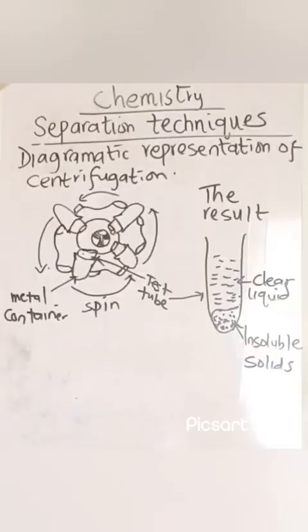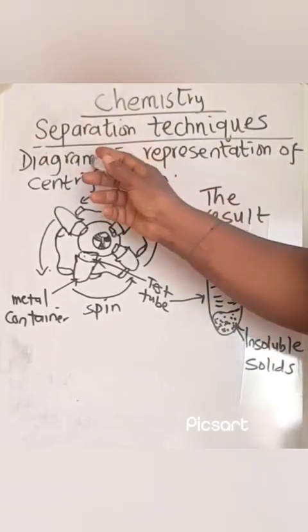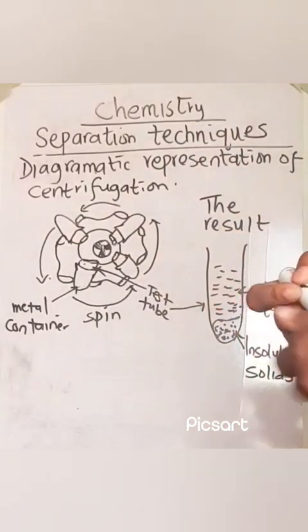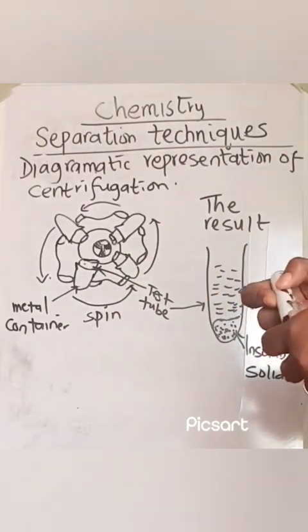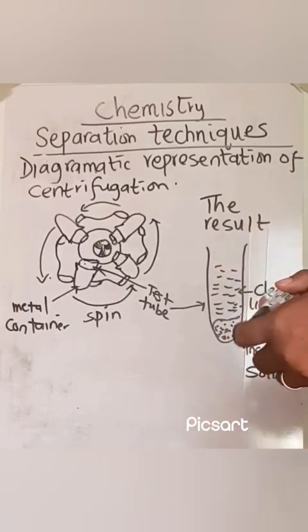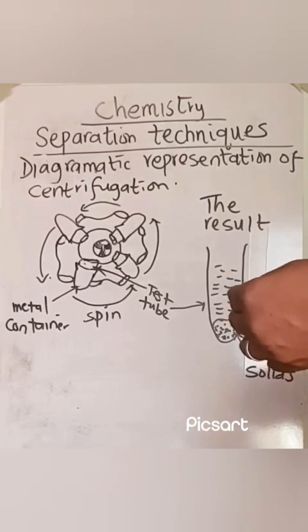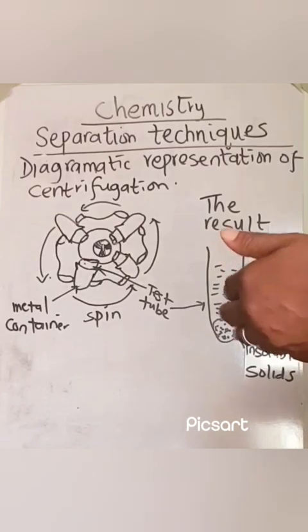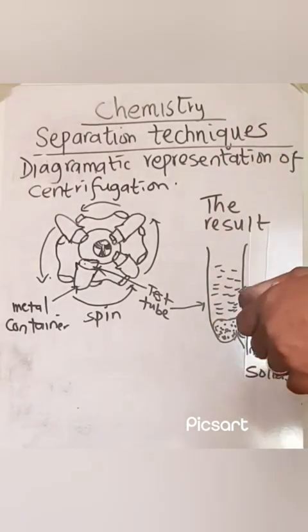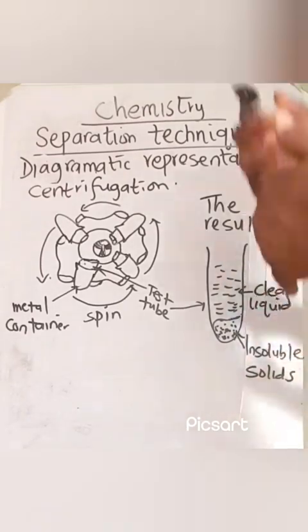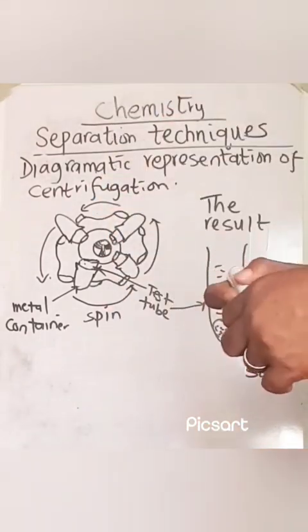So that is for the centrifugation, where it is used to separate heavier density substances from lighter density substances, heavier solid particles from water. So this is the diagrammatic representation of centrifugation, just like I told you now, a machine containing test tubes which contain heavy suspensions being spun around at high speed, where at the end there will be a separation of the clear liquid and the insoluble particles.